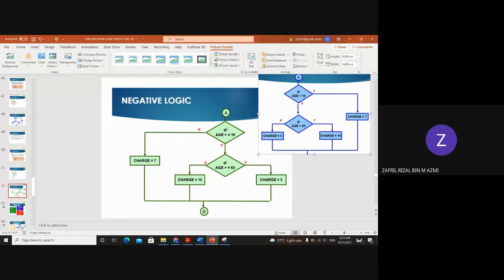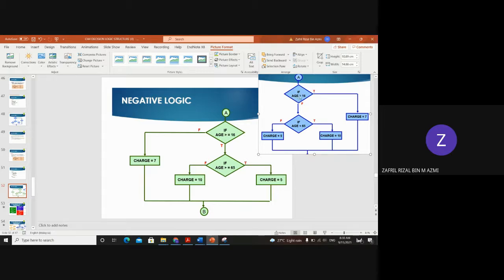Okay, let's say the user enters h equal to 5, right? If we use a positive logic structure, h equal to 5 is true, so straight away we get charge equal to 7. But over here, if the user enters h equal to 5, what will happen? True or false? h equal to 5. False. False, right?